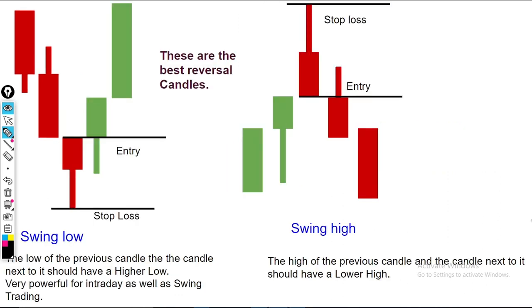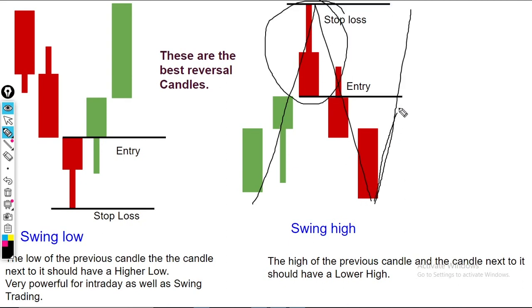So now we will see what is a swing low and what is a swing high. A swing low is formed at the end of a downtrend, and it gives us a very good support whenever the market again comes to this position. The low of the previous candle and the candle next to it should have a higher low, and this is a swing high. It is formed at the end of an uptrend and it starts the downtrend. So this is called a resistance. Whenever the market approaches this level in the future, it will face a resistance. It will either come down or it will break this resistance and go up.